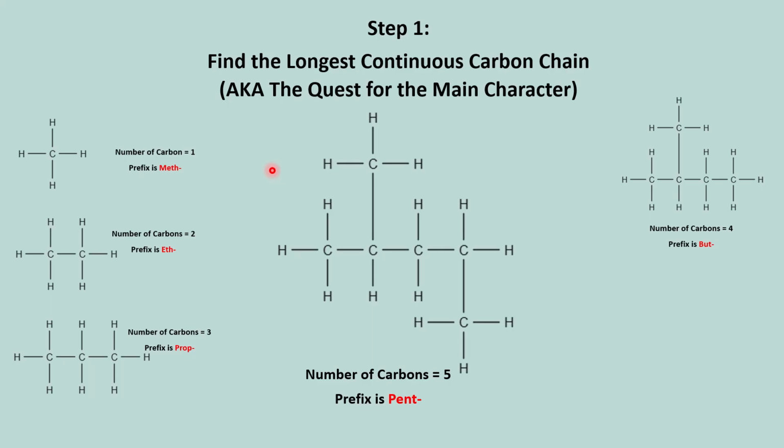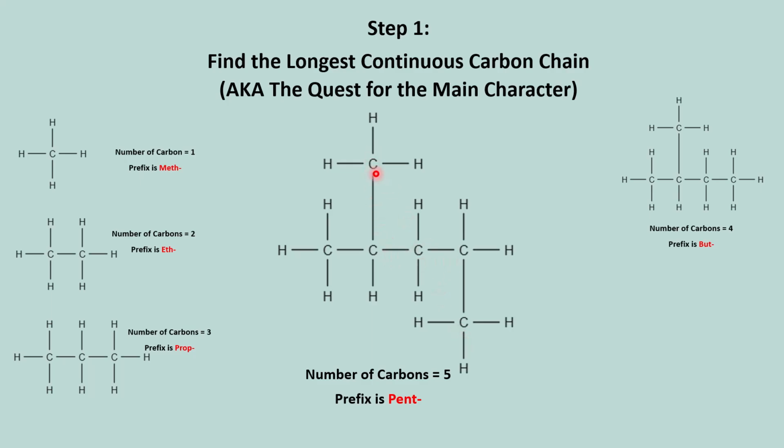For this organic compound, there are actually 6 carbons present: 1, 2, 3, 4, 5, 6. But the number of carbons in the longest continuous chain is 5. So that means the prefix for the parent chain will be pent, P-E-N-T, more like pentagon, a 5-sided figure. So pent. How did we get the longest continuous chain? We have at least 3 chains in this single organic compound. We have 1 chain, and we have another chain.